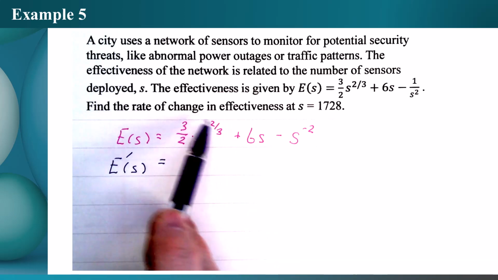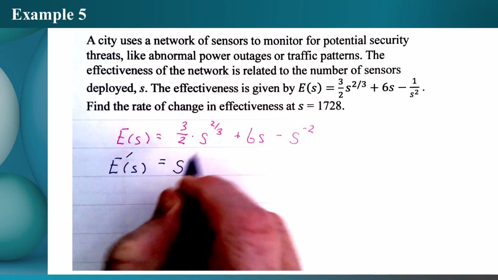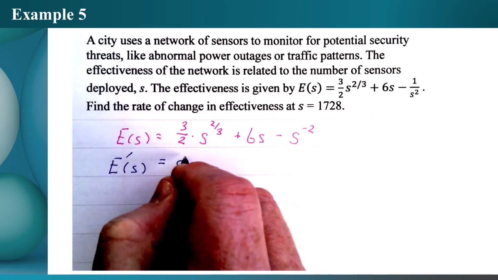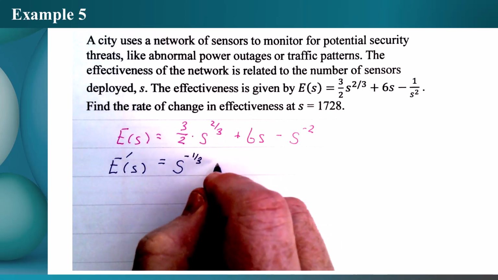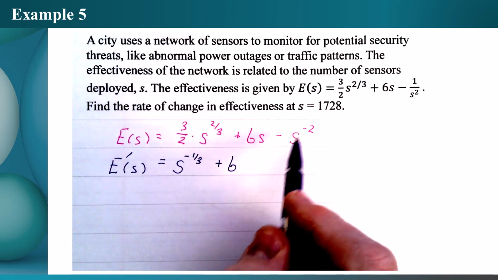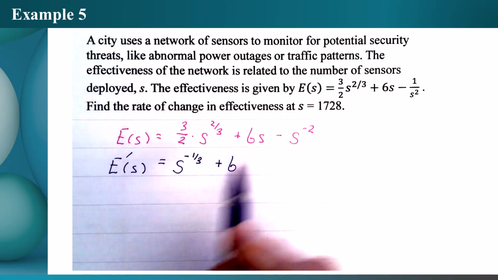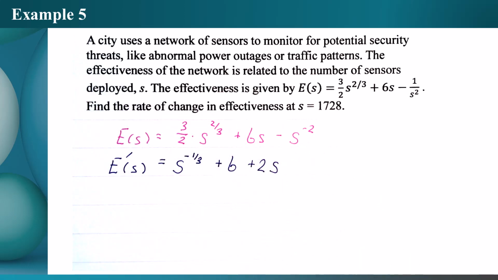When I bring this 2/3 out in front, it's going to cancel with the 3/2. So that's just going to give me s. We need to subtract the exponent by 1, so I get a negative 1/3. Here I have 6 times s, which just gives me a derivative of 6. And for the last term, I have a negative 2 that will come out in front. There's already a negative out there, so that's going to give me a positive 2s, and I subtract the exponent by 1 to give me negative 3. So the derivative is s to the negative 1/3 plus 6 plus 2 times s to the negative 3.